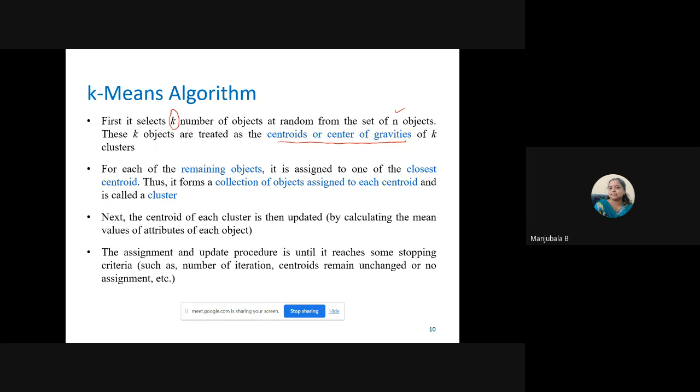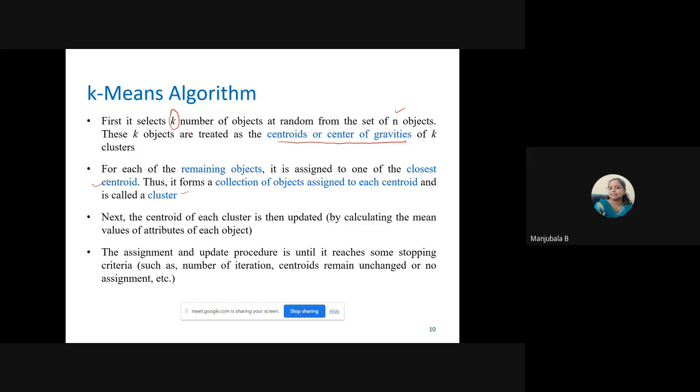Now, for the remaining objects, what we have to do is assign each remaining object to the closest centroid. So how do we find which object is closest to which centroid or cluster? For that, we have to find the distance between each remaining object and the cluster centroids. Thus it forms a collection of objects assigned to each centroid, and this is called a cluster.